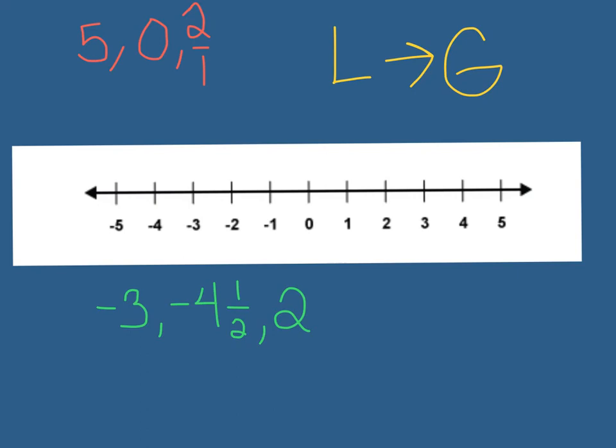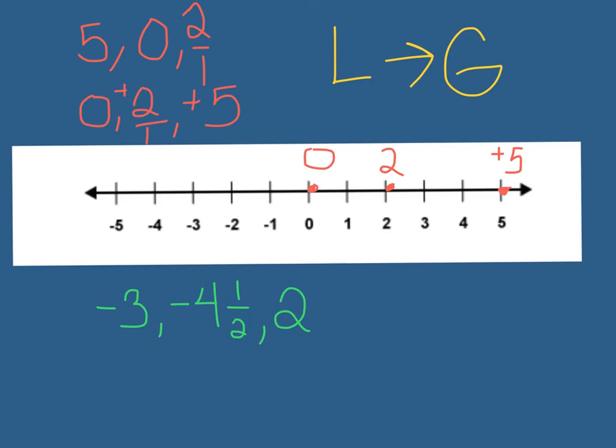Okay, so for this top one, we have positive 5, so that would be marked right here, positive 5. Then we have 0. And then we have 2 over 1, which equals just 2. So that's right here. So now I need these in order from least to greatest. So I'm going to start over here on the left, and I'm going to move to the right for least to greatest. So I would put 0, then 2 over 1, and then last I have positive 5. I can put a positive here as well.